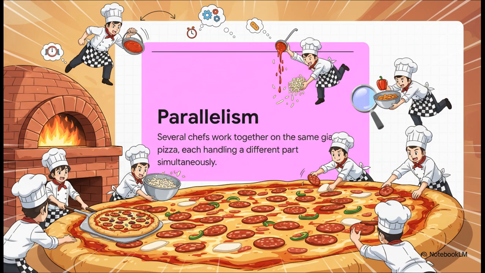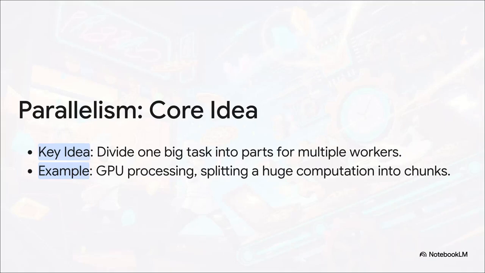It's not about different chefs on different pizzas. It's about all of our chefs working on the exact same giant pizza at the exact same time. One chef is spreading the sauce, another follows right behind with cheese, and a third is putting on the toppings. They've broken down one massive job into smaller parts and are tackling it all at once. So you see, parallelism is really all about divide and conquer.